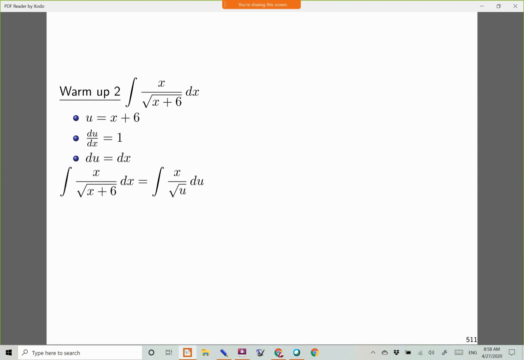So we said, well, let's try one other thing before switching it up and maybe picking a different u. Can we replace this x? And take a look. We've got u equals x plus 6. If you just subtract 6 on both sides of this equation, you have u minus 6 equals x. So we can replace this x in the numerator with a u minus 6 instead.